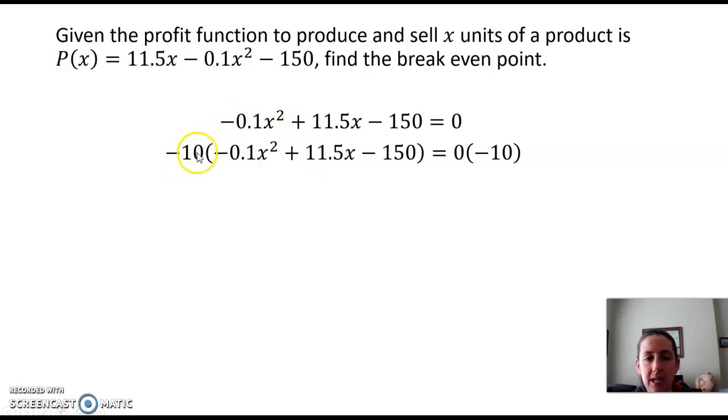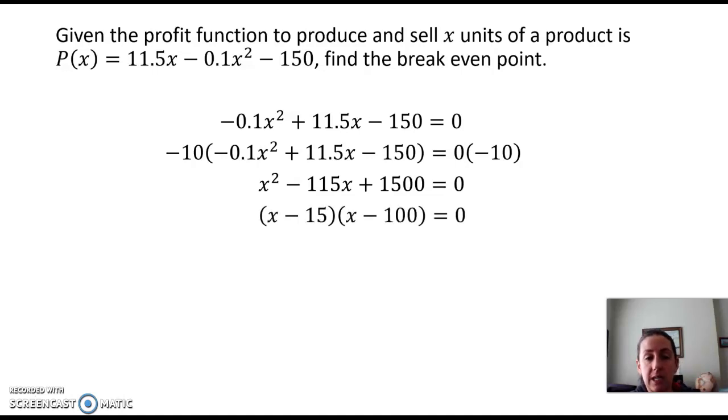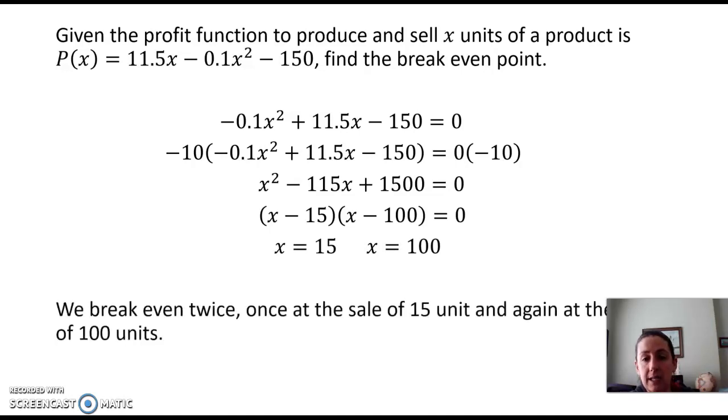Distribute that negative 10 to everybody here and over here, and I end up with x squared minus 115x plus 1500 equals 0. That is much easier to factor, and when I factor that, I get x minus 15 times x minus 100. Set those factors equal to 0, and here we go. We break even twice again, at the sale of 15 units and again at the sale of 100 units.